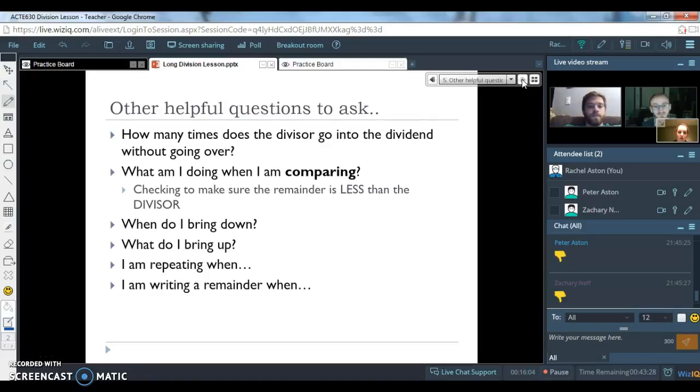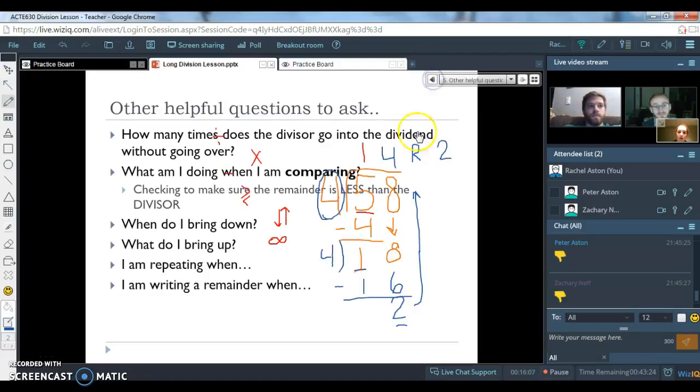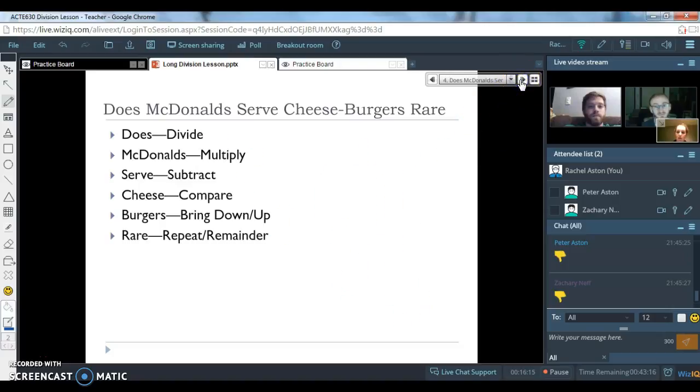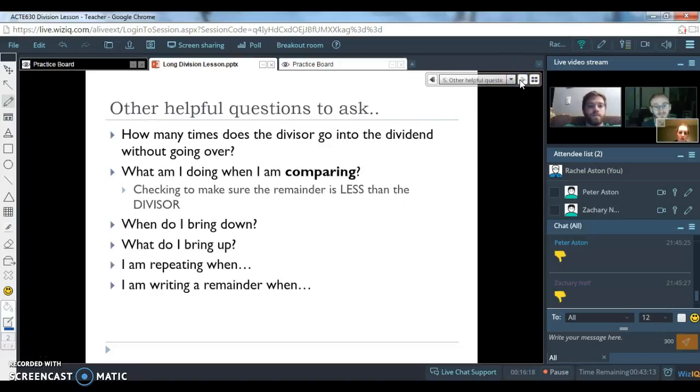Then the next thing, when do I bring down and bring up? We are bringing down numbers when we have finished subtracting, and we'll bring them up when there's no numbers to bring down. And you repeat when there's numbers to bring down, but you write the remainder when there's no more.